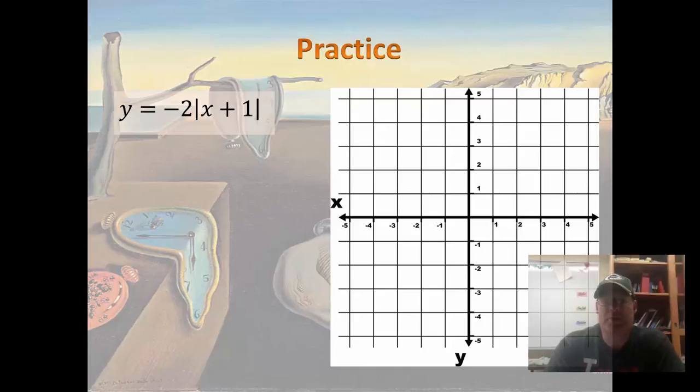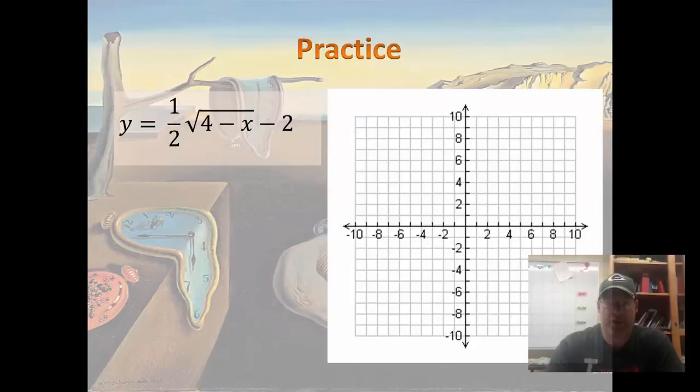Alright, what do we know about this graph? We know that it's left one. Well, first of all, it's an absolute value. It is left 1. It's twice as steep, but it is reflected across the x-axis because of that -2. That's what the graph looks like. Alright, try this one.